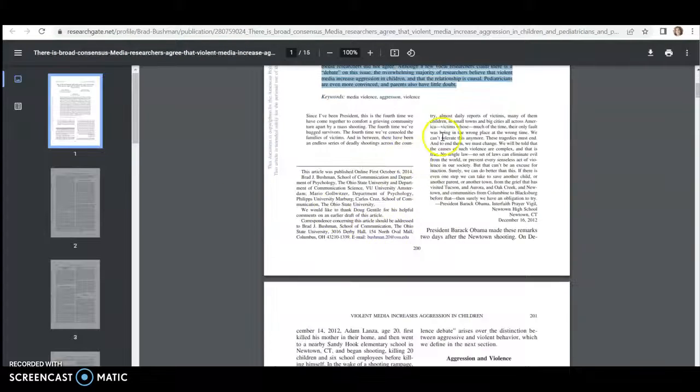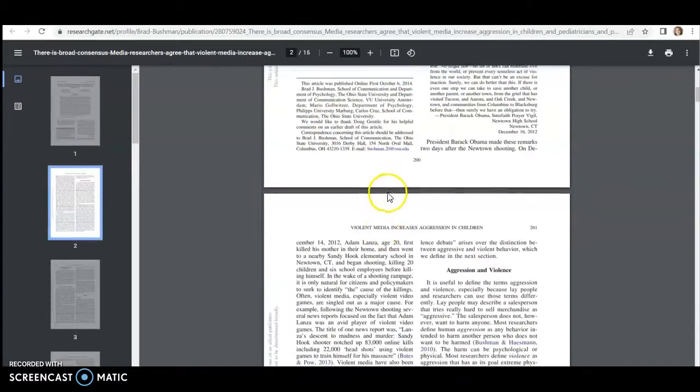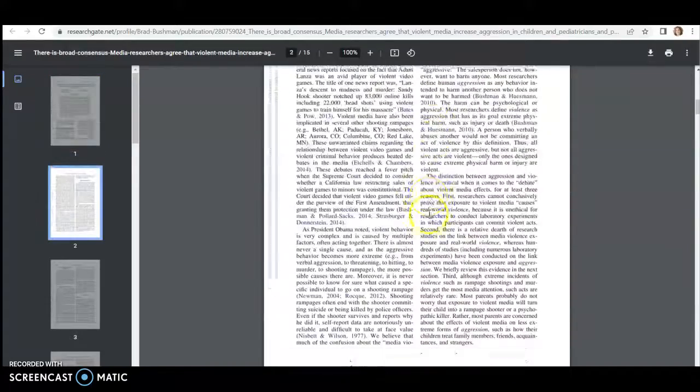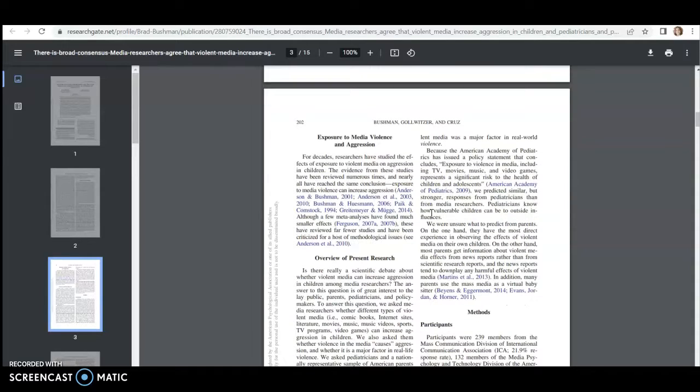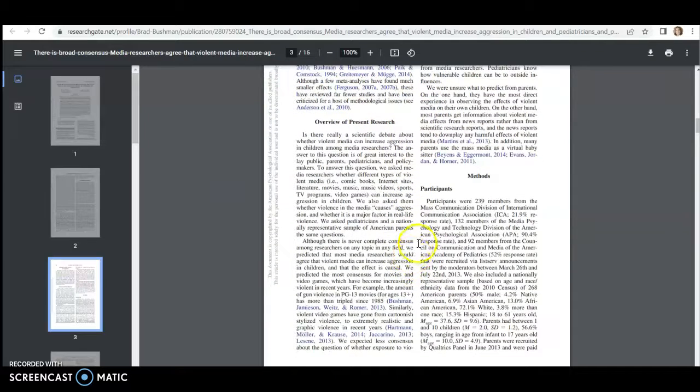Then usually after that is the introduction and literature review. It'll go through and tell you about the research that has been done on that topic already. For the purposes of our paper, I don't really need to know about all that back research, okay? What I am interested in is the method, the participants.